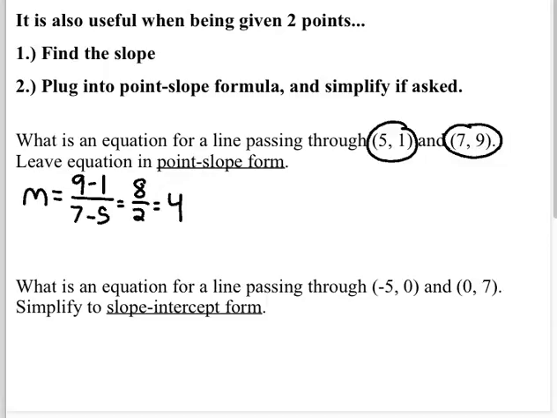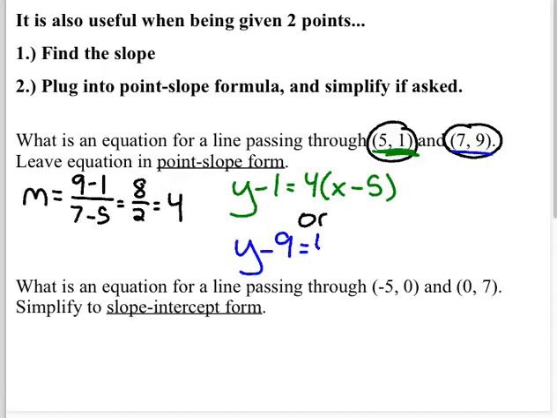So now, if I'm writing my equation in point slope form, this time there's actually 2 ways I could write it. I could write it using this point: y minus the y value from the point equals the slope times x minus the x value from the point. Or what else could I do? Well, I could use that point: y minus the y value from the point equals the slope times x minus the x value from the point.